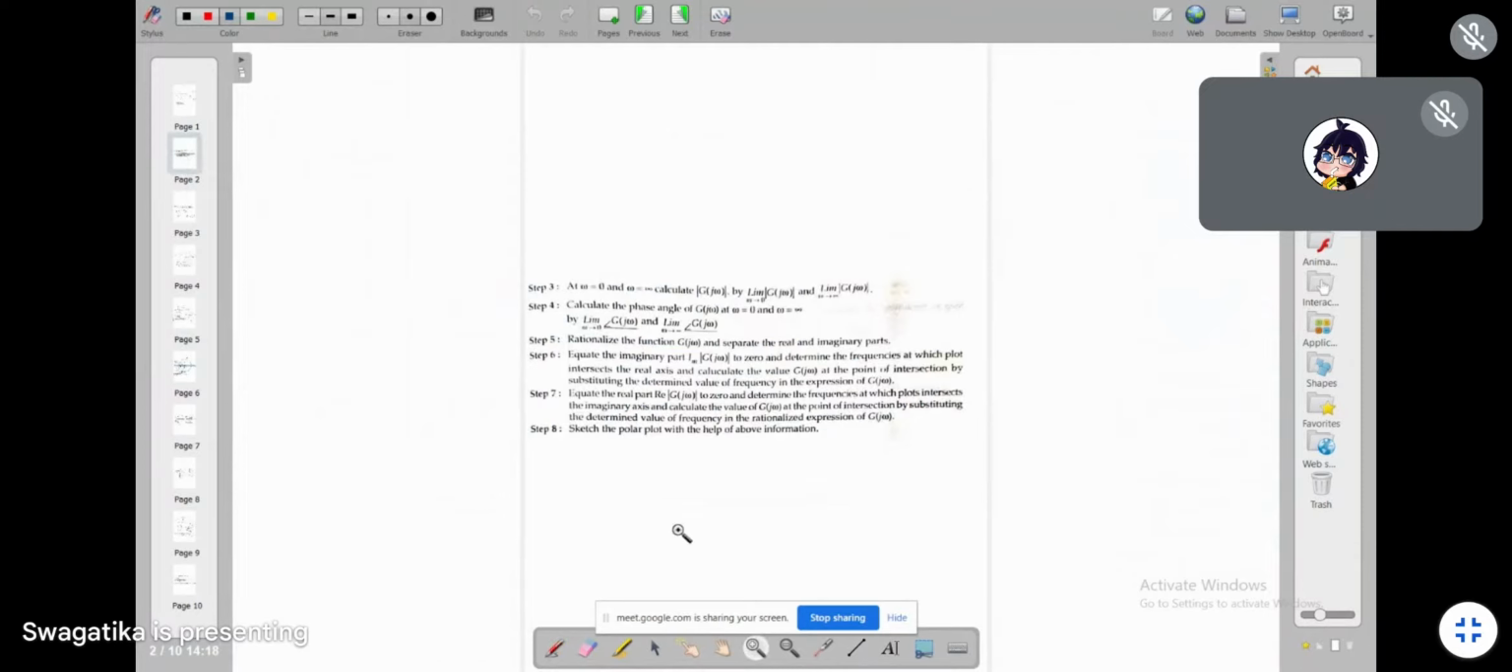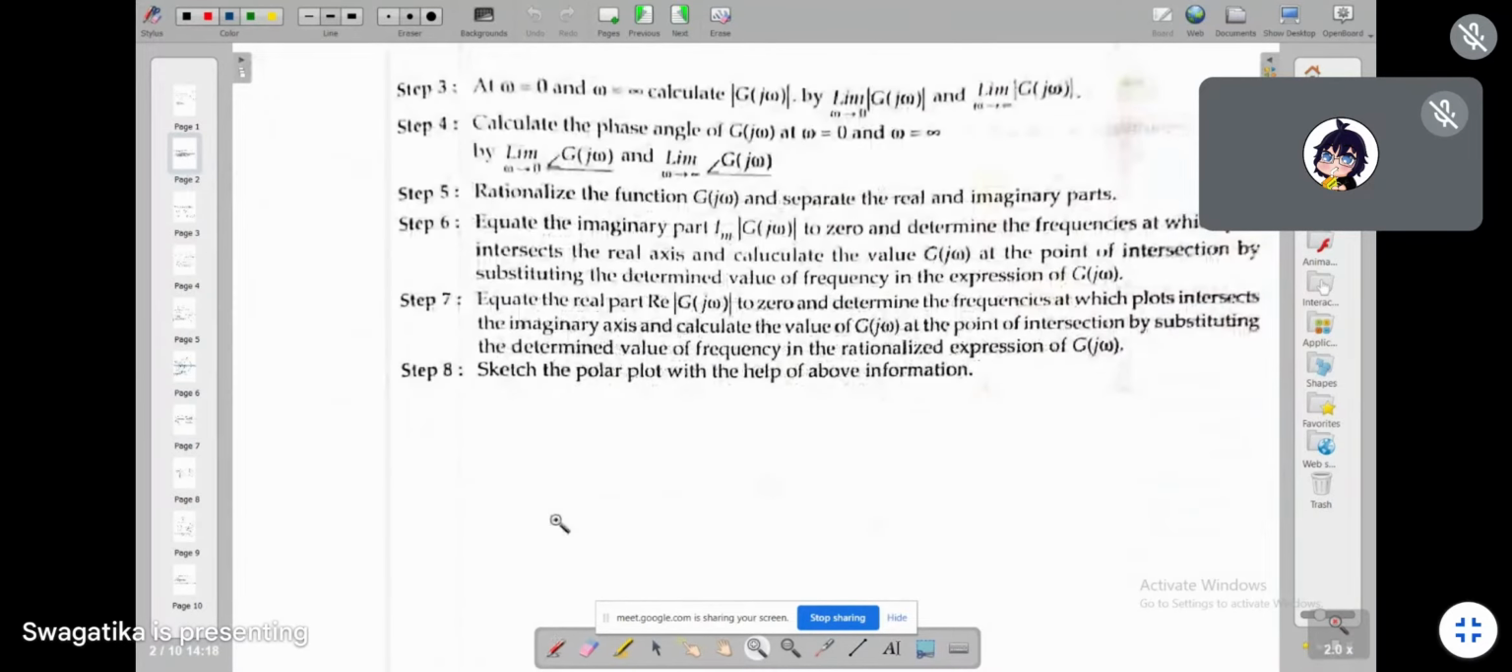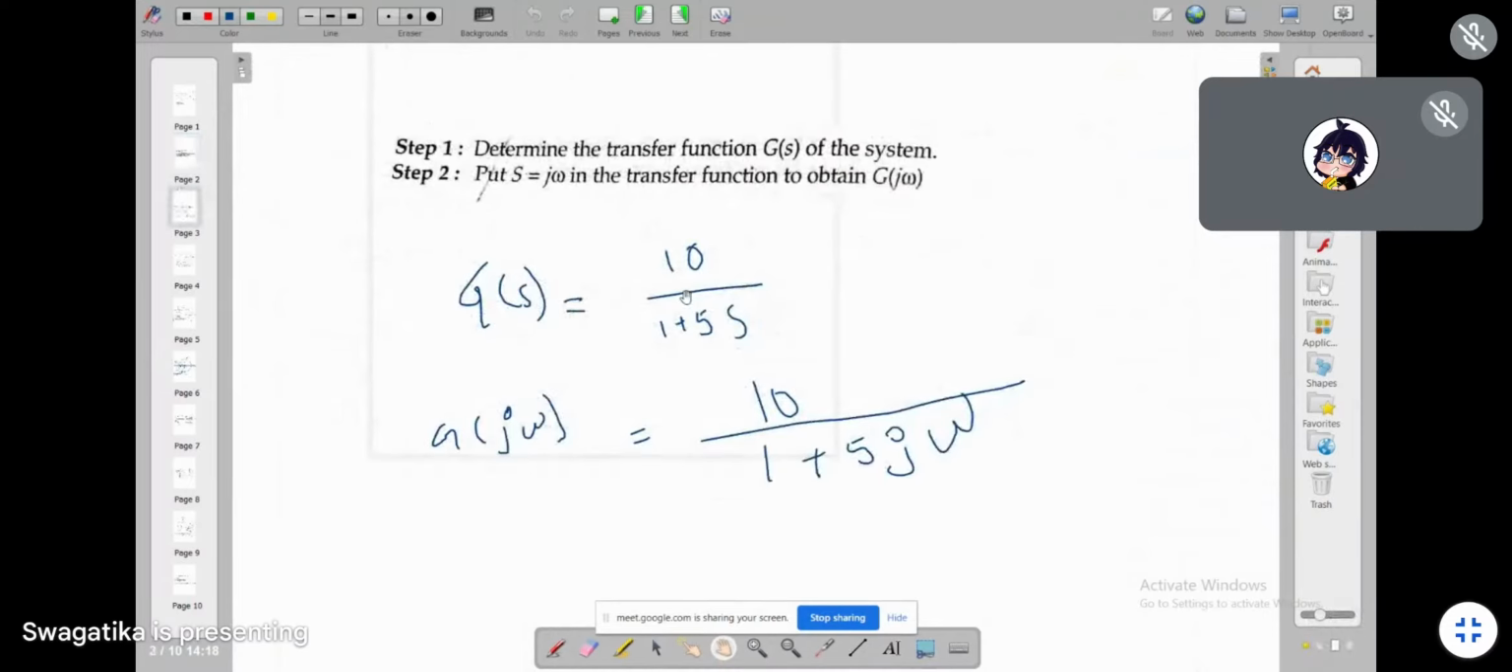Now you will go for the next step. Is it visible to you? First write G(s), then put s equals to j omega in the transfer function, which gives 10 divided by 1 plus 5 j omega. I have put only j omega in place of s. But no one is replying.